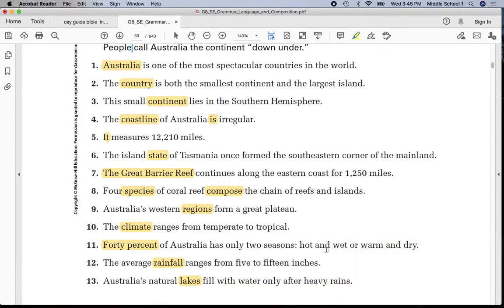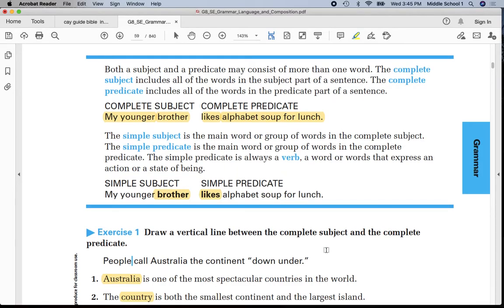My takeaway from this page is I need to be remembering that if I do have a complete sentence and not a fragment, I'm going to have a simple subject and a simple predicate. And I can divide my sentence into 2. Everything to the left of the predicate is called the complete subject. Everything to the right, including the simple predicate, is called the complete predicate.